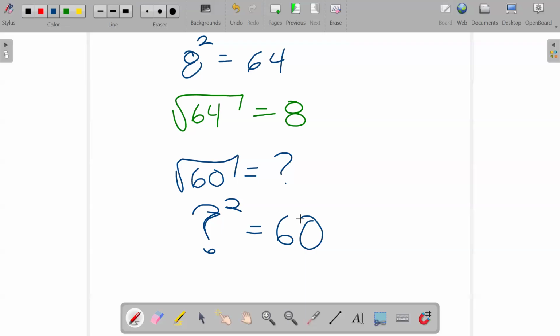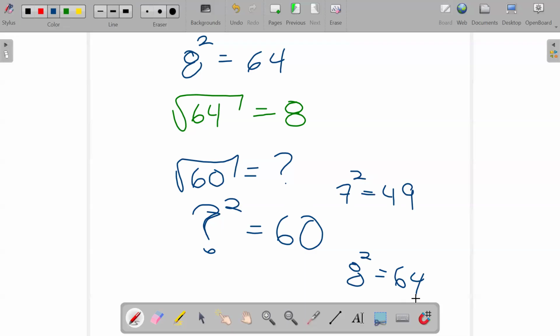Yeah, so here's the catch, right? I know that 7 squared is 49, and I know that 8 squared is 64. So the number I'm looking for is somewhere in between 7 and 8. And it turns out it's going to be a decimal. It is very hard to calculate by hand. So we use a calculator.